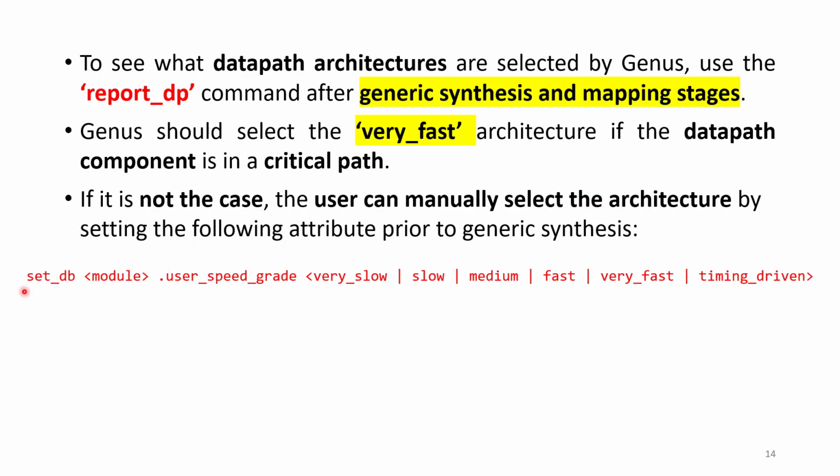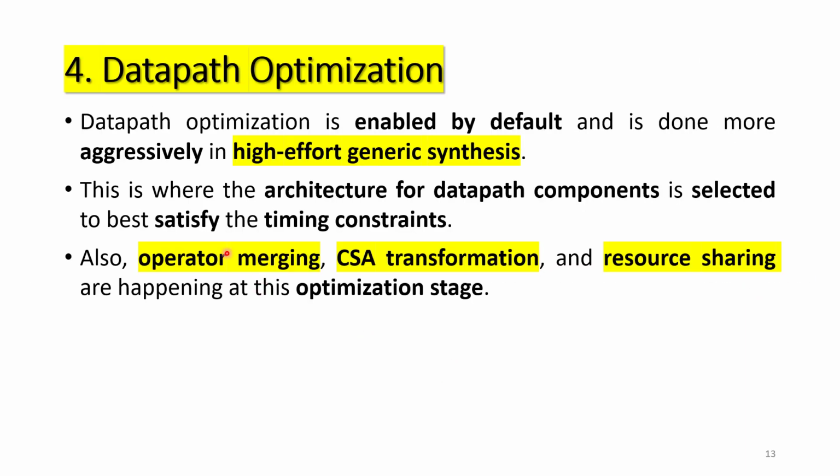If it is not the case, the user can manually select the architecture by setting the following switches. This is a command which you can use: set_db module_name dot user_speed_grade. These are the speed grades which you can give: very slow, slow, medium, fast, very fast, and time driven. In this manner, you can choose the data path architecture by setting the effort level, and you can check it by using report_data_path. Remember these three things will get performed during data path optimization, that is operator merging, carry save adder transformation, and resource sharing.